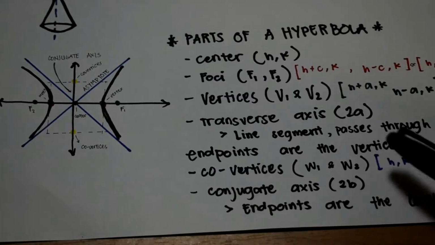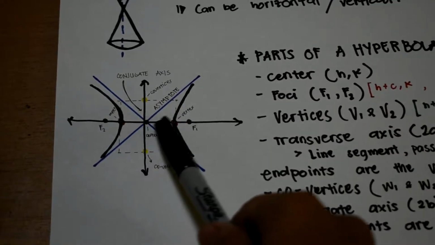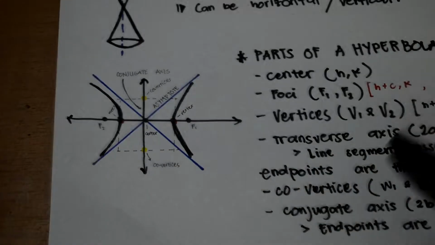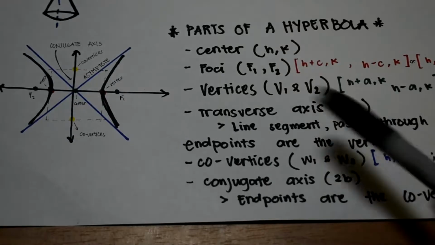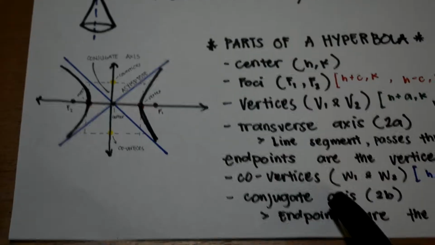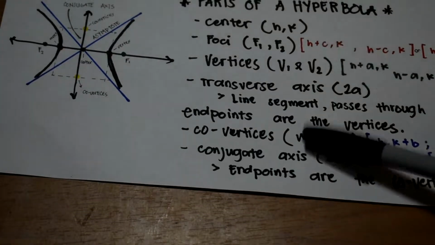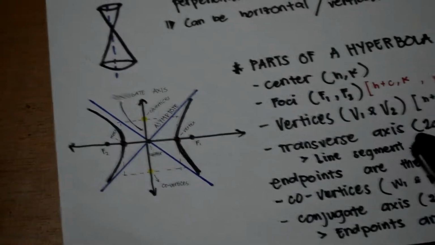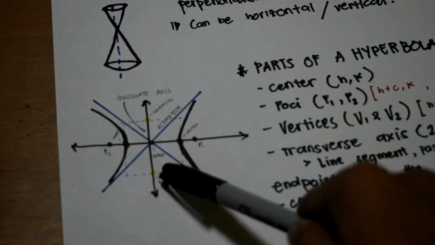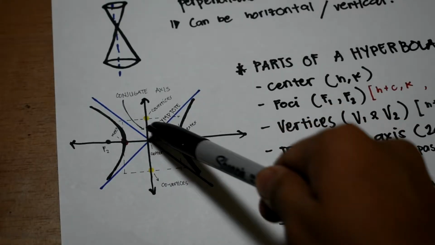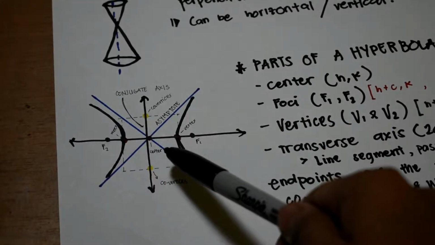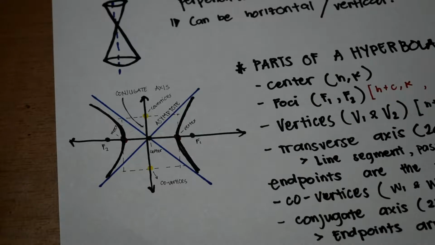The transverse axis is the line segment that passes through the center, and the endpoints are the vertices. So this is an example of a transverse axis. As you can see, it passes through the center, and the two endpoints are the vertices. Next are the co-vertices, and with them the conjugate axis, which is just like the transverse axis, but the difference is its endpoints are the co-vertices. As you can see, these are the co-vertices, and this is the center, which means the line that passes through the center with endpoints at the co-vertices is called the conjugate axis.